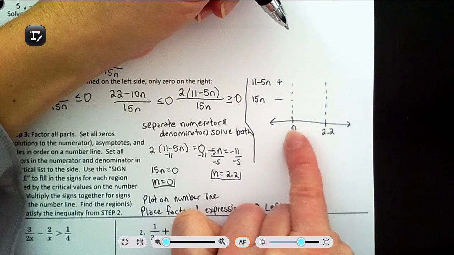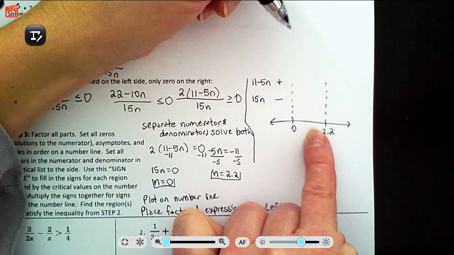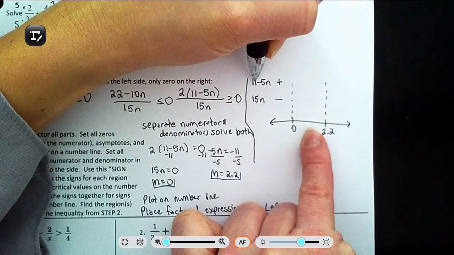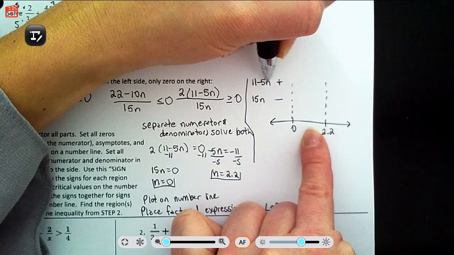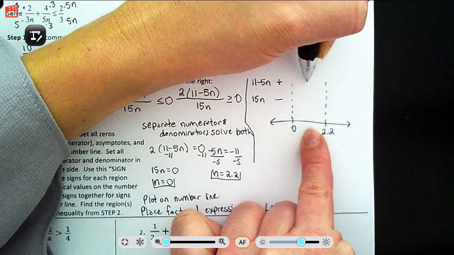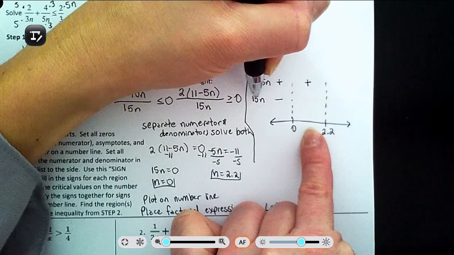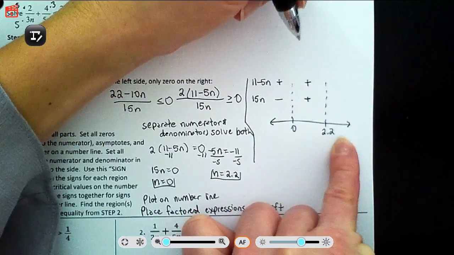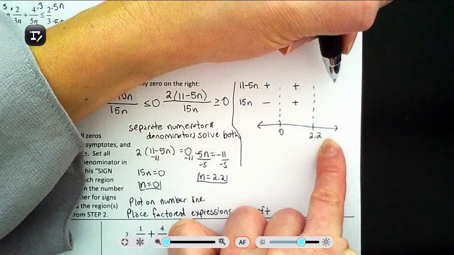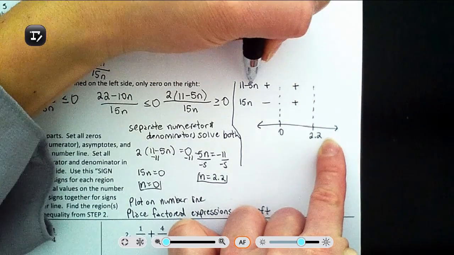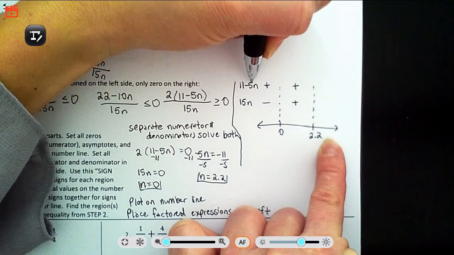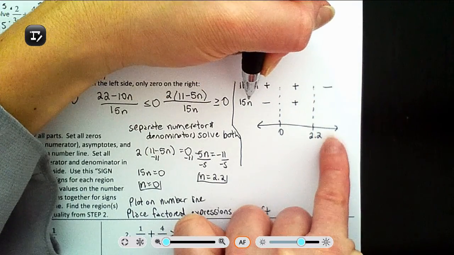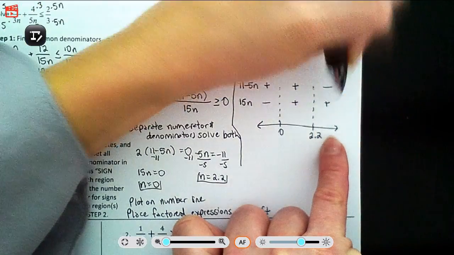Next, I need to choose something between 0 and 2.2. I think 1 is easy to work with. So when I substitute a 1 in here, 11 minus 5 times 1 is 5, so 11 minus 5 is 6, and that's positive. When I substituted 1 in here, 15 times 1 is 15, and that's positive. Now choose something above 2.2, like positive 3, let's say. So 11 minus 5 times 3, which is 15. 11 minus 15 is negative, and 3 times 15 is positive.